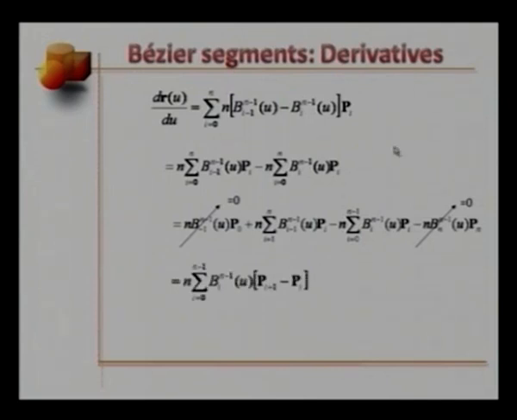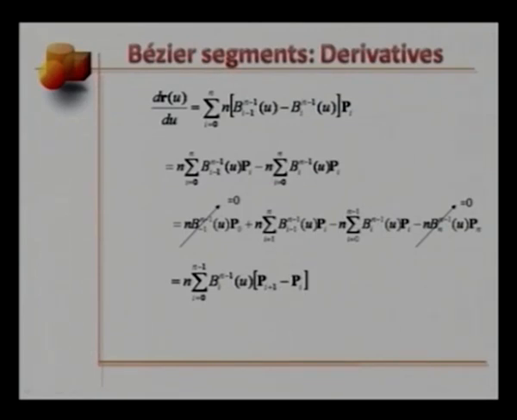We are left with these two terms, and we combine them together to get n times summation i going from 0 to n minus 1, the ith Bernstein polynomial of degree n minus 1 times, within parentheses, the (i plus 1)th design point minus the ith design point.